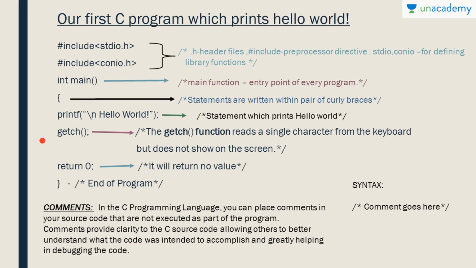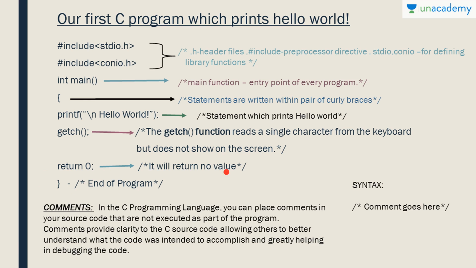Now as you see here, getch is derived from these header files. The getch function reads a single character from the keyboard but does not show it on the screen. What these functions are, we will discuss in our next topics. Return 0 means it will return a null value, and this is the end of the program. I hope you understood it. If you think it is fast, please let me know.